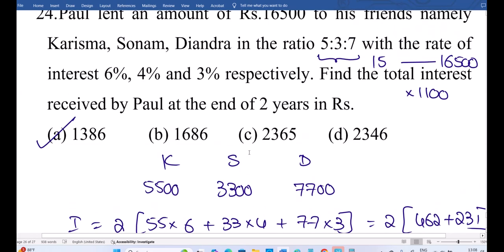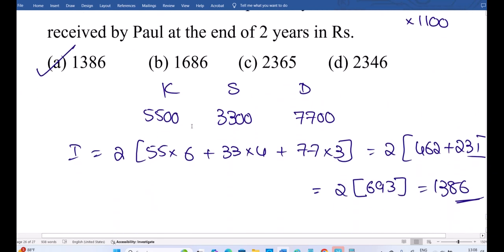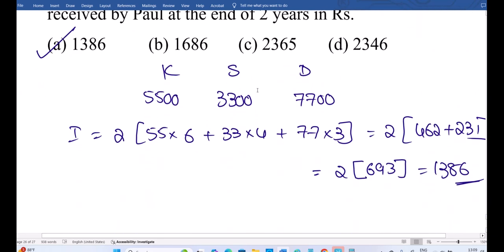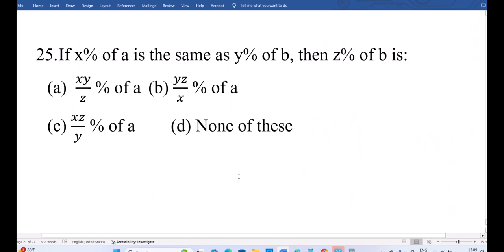This is a good question again, where ratios and simple interest are both involved. First one 6%, second one 4, third one 3, like that. So the last one is related to percentages. In this percentage, profit and loss, simple interest and compound interest.